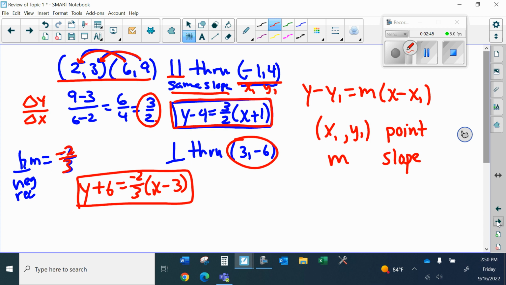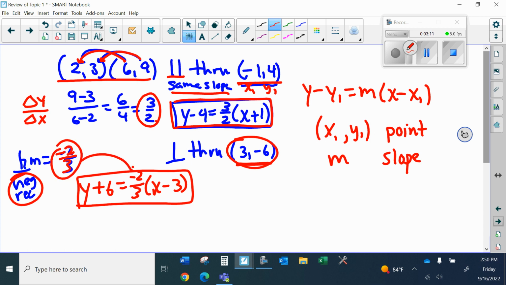Next, it'll ask you, okay, now do one through those 2 points that is perpendicular and goes through the point 3, negative 6. The only difference between these two is the word perpendicular. Perpendicular, you should already know, is negative reciprocal. You've said that at least 20 times in your class. And so the negative reciprocal of 3 halves is negative 2/3.